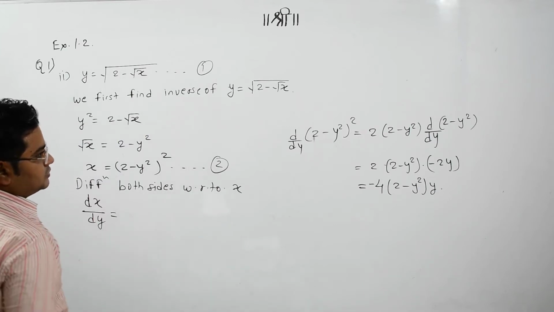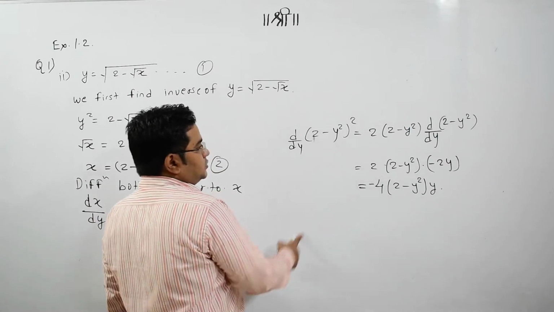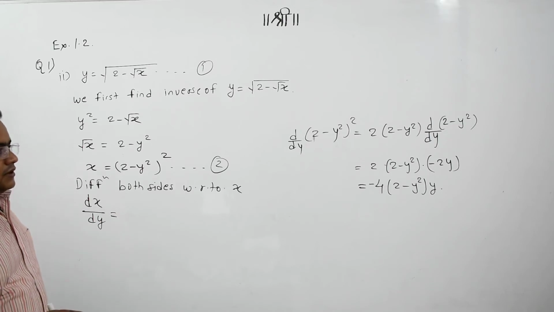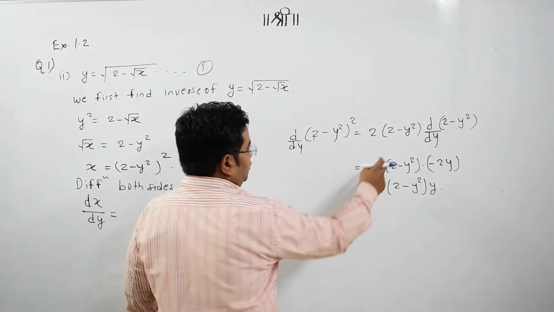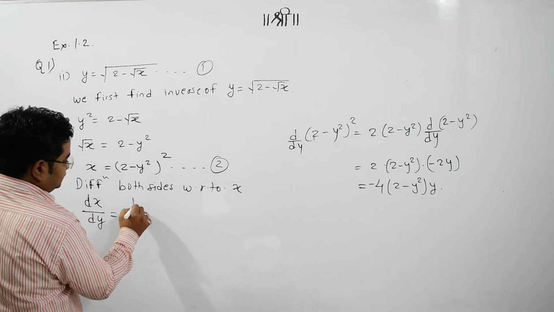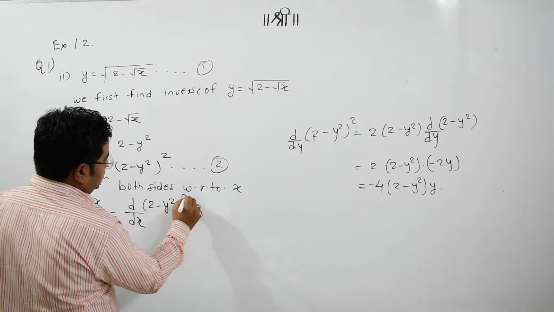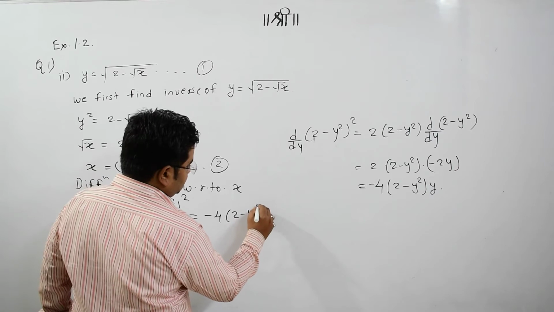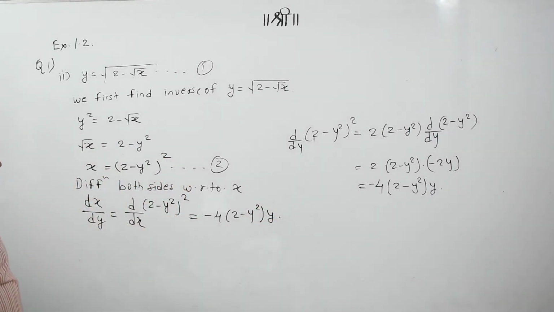Yes, I would like to substitute these values. Why am I doing it separately? Just focus on this parameter. If I wanted to do it directly, I could have done it directly, but I am showing you how I am getting to this answer. Look at it properly, this will help you. I will give the reason for that. So d upon dx of x, which is 2 minus y square whole square, is equal to minus 4 into 2 minus y square into y.